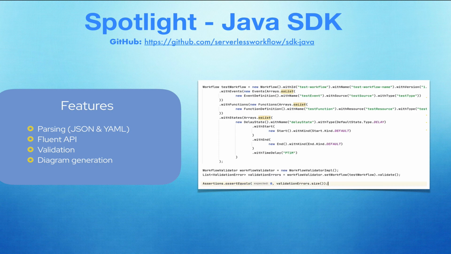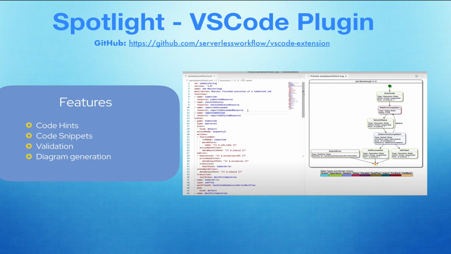The next thing we want to look at is the serverless workflow Java SDK. The Java SDK features parsing of both JSON or YAML definitions of the serverless workflow language. It provides a fluent API so you can build your workflow models using plain Java. It provides workflow validation. It also provides generation of a diagram where you can visualize your JSON or YAML workflow definitions.